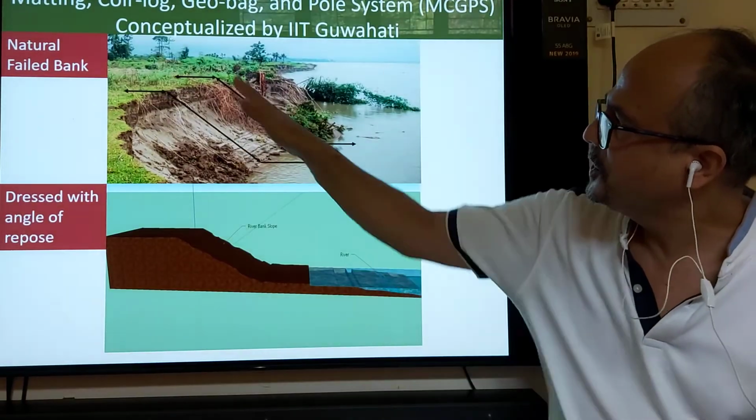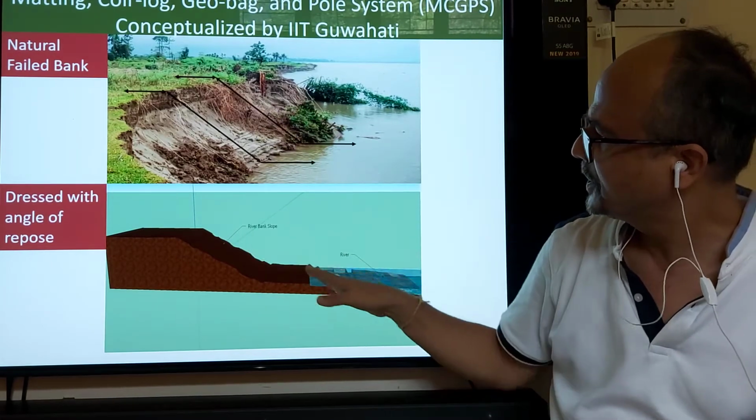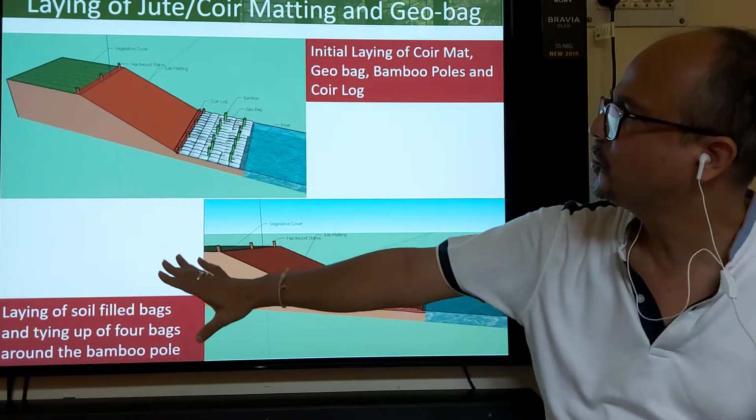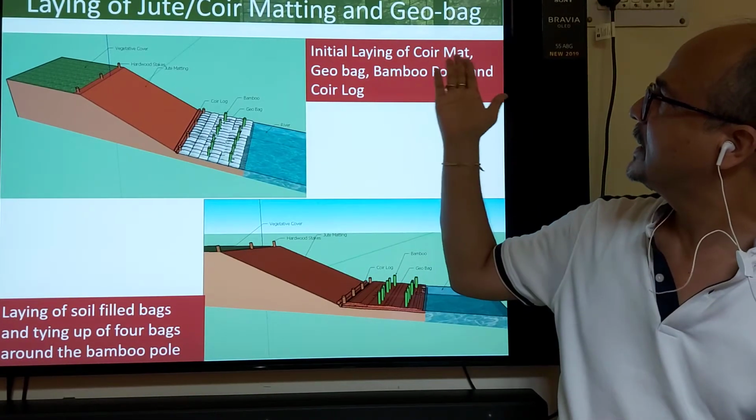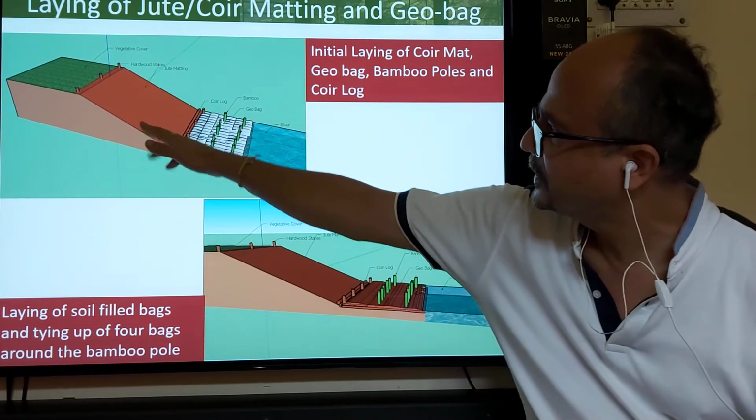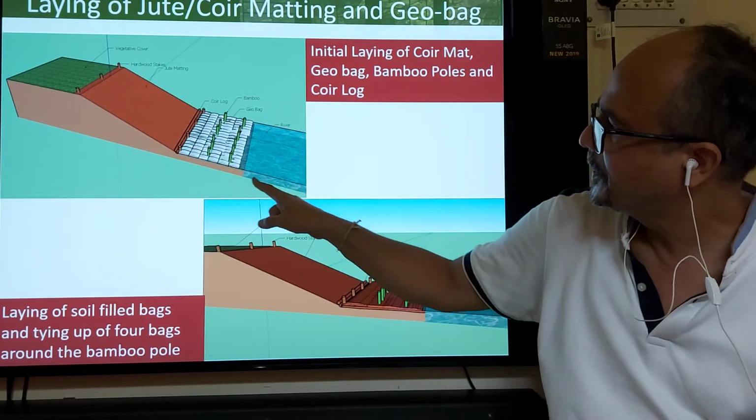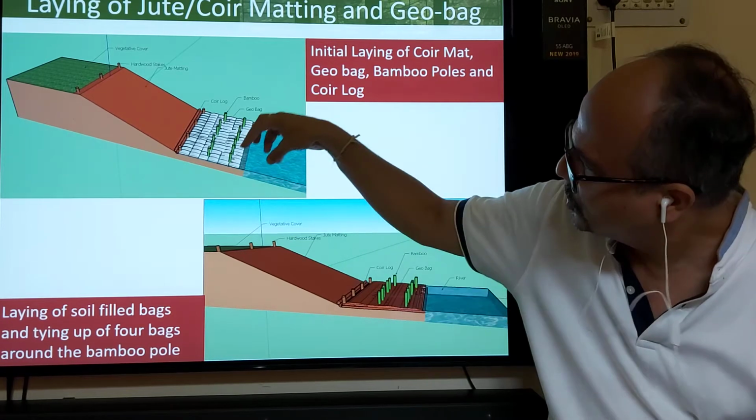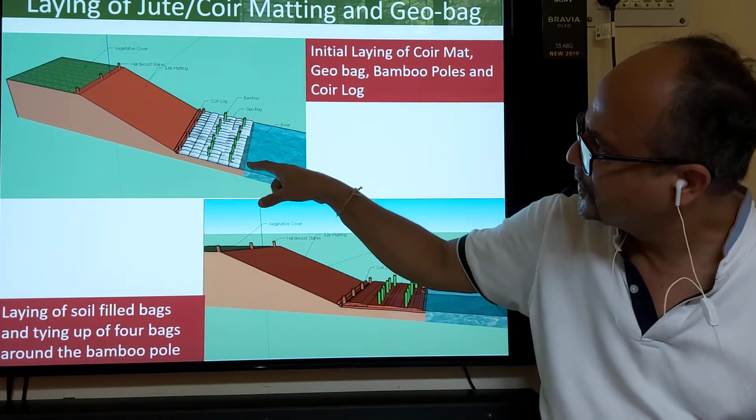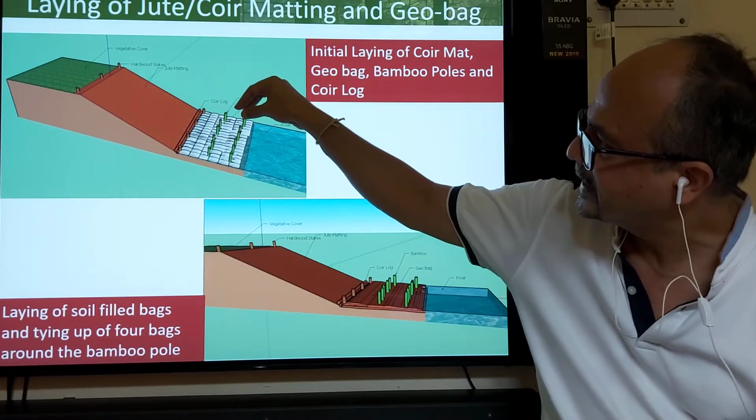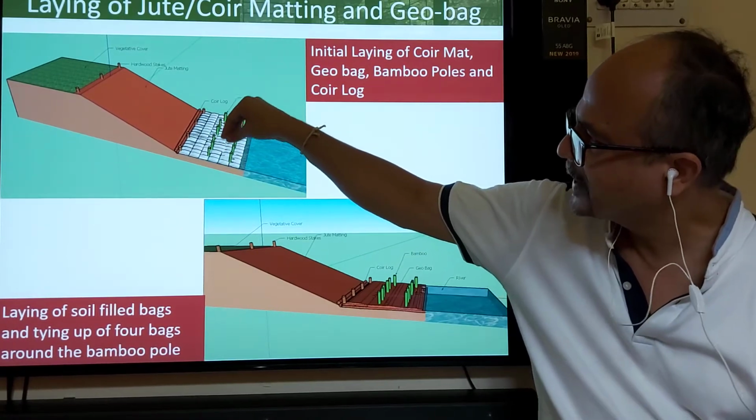Now first we need to dress it properly, and after dressing, the proper angle of repose will have to be maintained. Then the initial laying of coir net is done, anchored on the top and going into the river to some extent, and then geobags are placed. But these geobags also are sometimes washed away. So the pole system is placed here, and with one pole, 4 geobags are tied up.